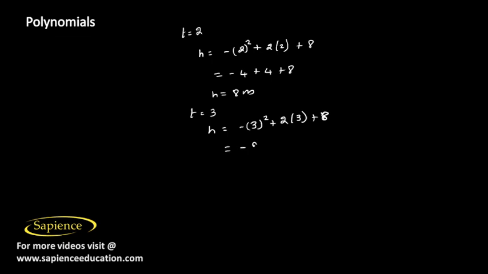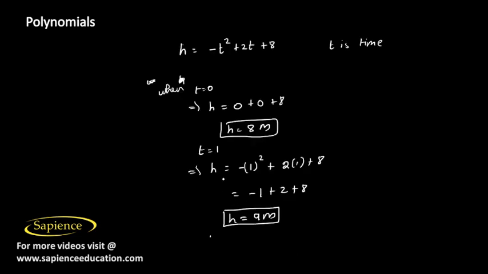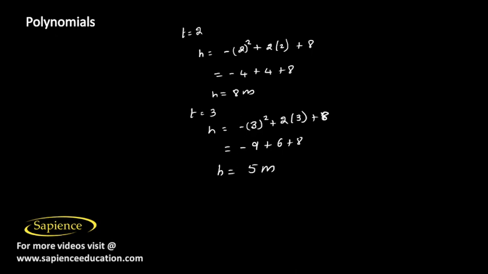which is equal to minus 9 plus 6 plus 8, and the value of this is 8 plus 6 is 14. 14 minus 9 will be 5. So the maximum height reached by the ball will be 9 meters. It starts at 8 meters. After 1 second it reached 9 meters. After another second it again came back to 8 meters. And after another second it reached 5 meters.